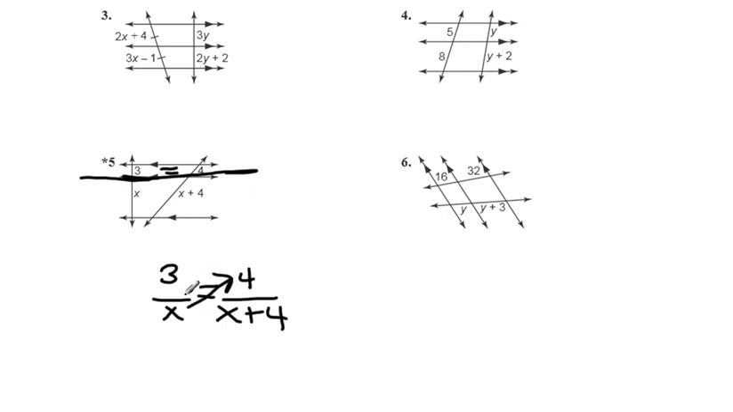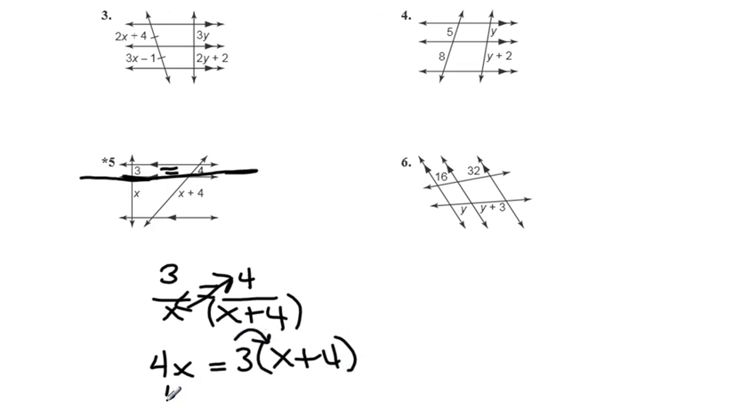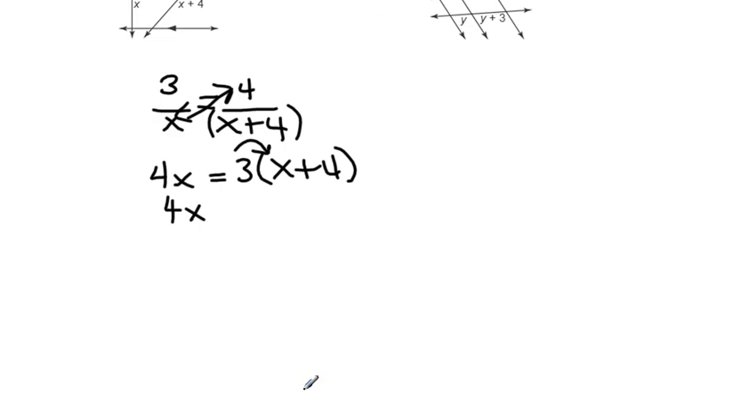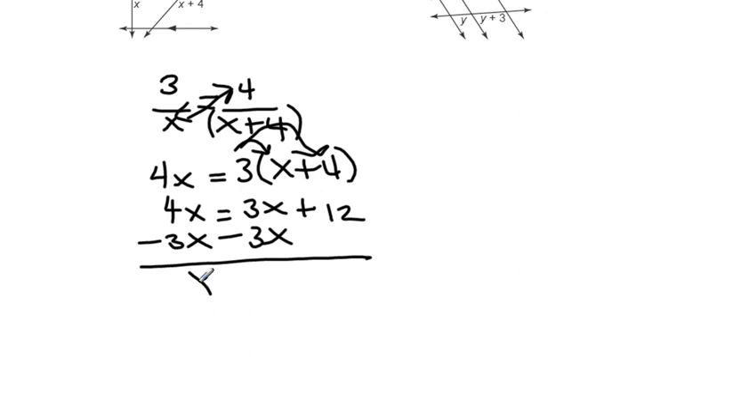And we're left to cross multiply again. We have 4 times x equals 3 times the quantity, don't forget your parentheses, x plus 4. And that reminds us to distribute. So we have 4x equals 3 times x plus 3 times 4, which is 12. Subtracting 3x from both sides of my equation, I get x equals 12.